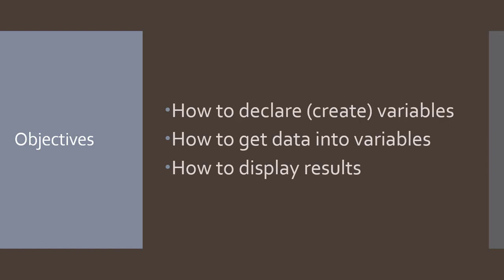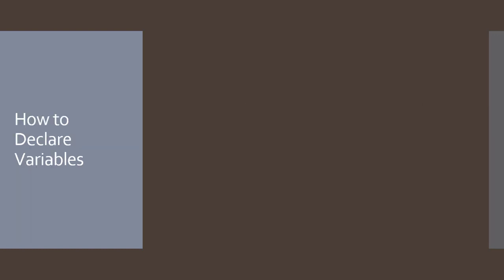There are three things we need to know in our first couple of programs. That is how to create variables. We say we declare variables. Remember, a variable is what you store data in. Okay, so how do we create variables? How do we get data into them? And how do we display the results? So let's take these one at a time.